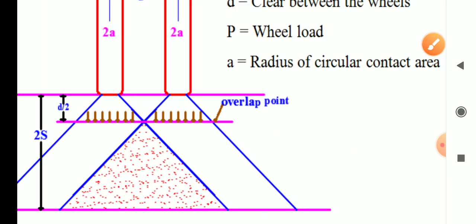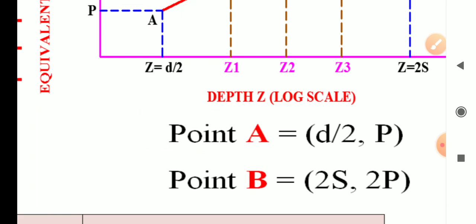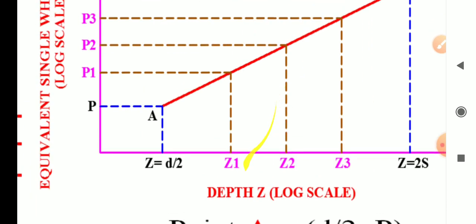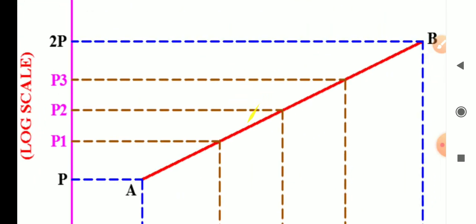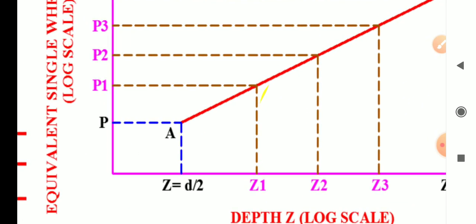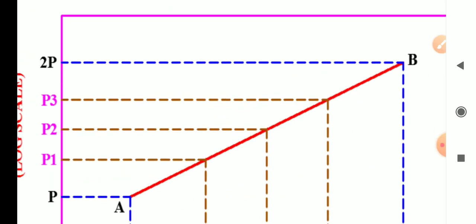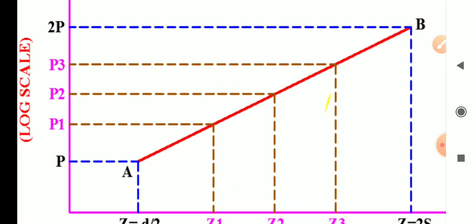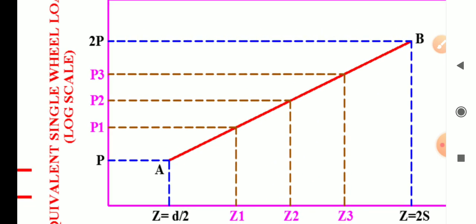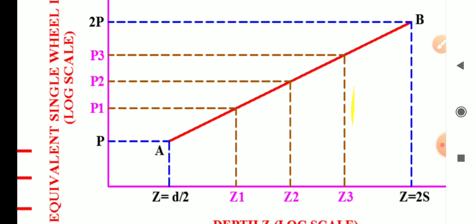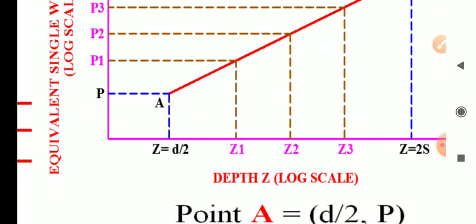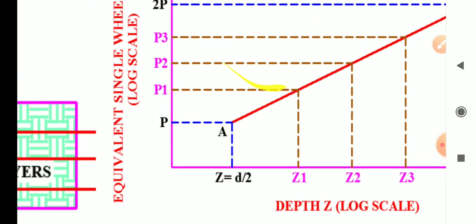So this point A and point B should be expressed in a graph. How to express? In the x-axis d by 2, and p in the y-axis, and similarly z equal to 2s with 2p, that is point B. In a problem, first we have to plot point A and point B, which I have shown in blue color. That is the preliminary part. First we mark point A and point B, and after that we predict.